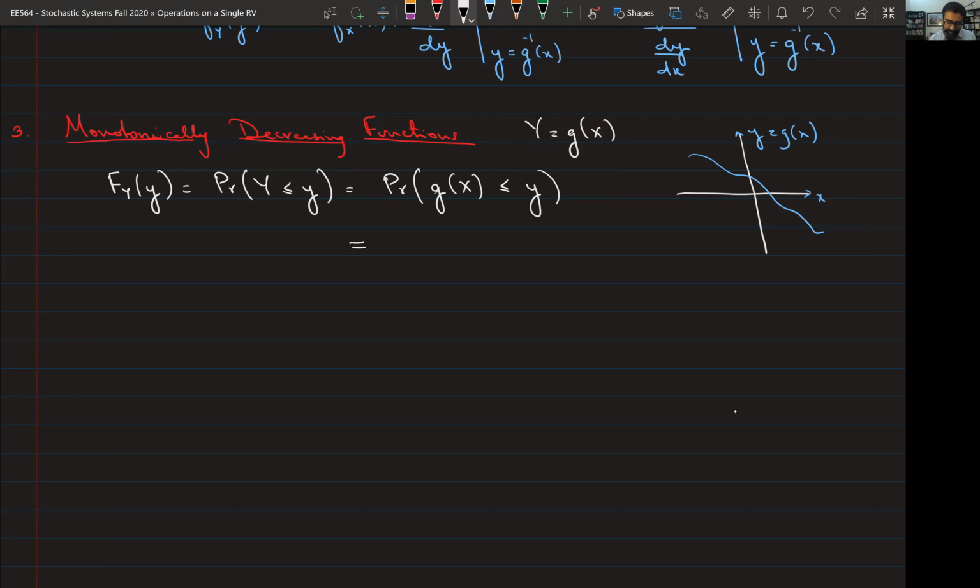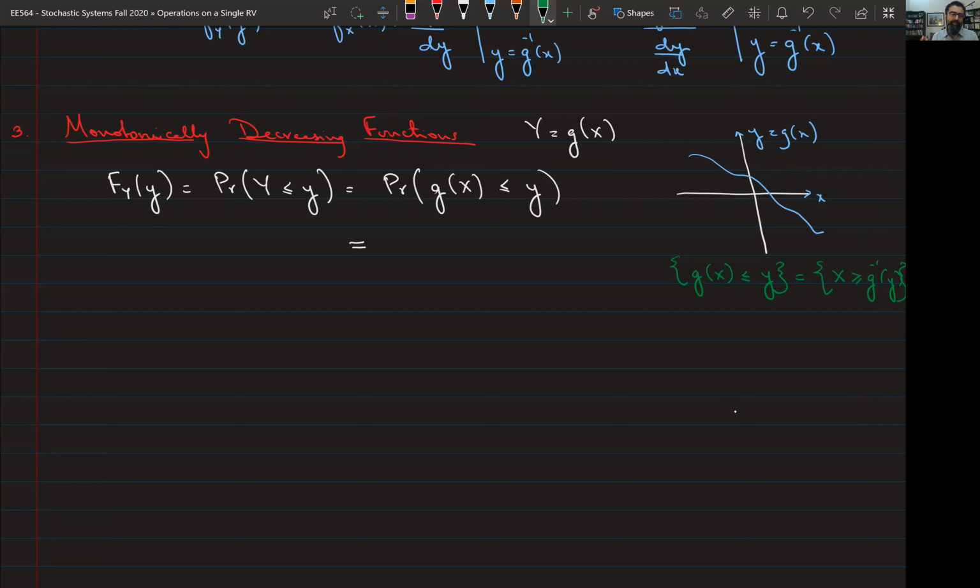So can somebody help me here? For the case when this function is monotonically decreasing, what does this event map to? Anybody? What does this event map to in terms of an event on x? It will be x is greater than or equal to g inverse of y. Right? So this is x is greater than or equal to g inverse of y, and g inverse of y is unique, right? That's a given. That's implicit here.